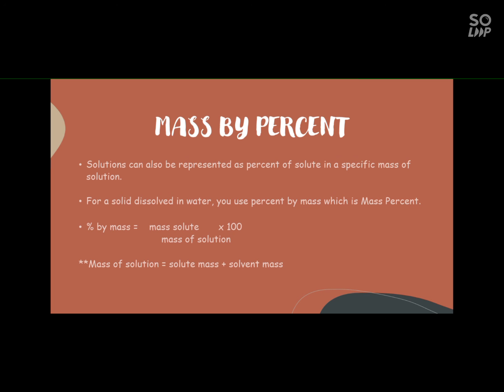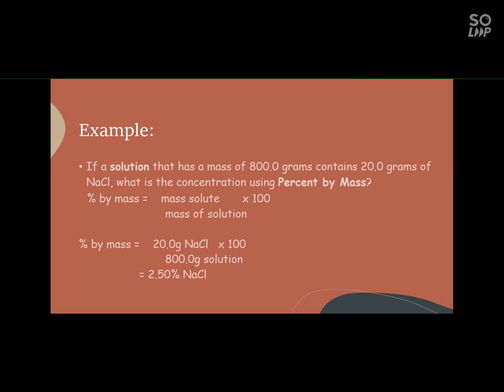Mass by percent. Solutions can also be represented as percent of solute in a specific mass of solution. For a solid dissolved in water, you use percent by mass, which is mass percent. So in finding, we have this solution. Percent by mass is equal to mass of solute over mass of solution times 100. For us to find the mass of solution, we have to add mass of solute plus mass of solvent. So this one is an example.